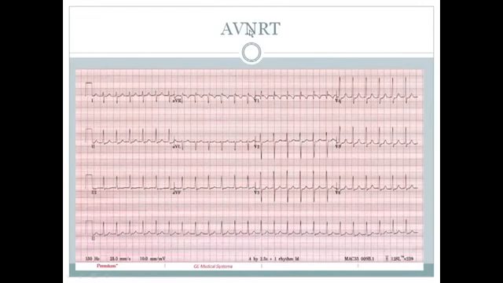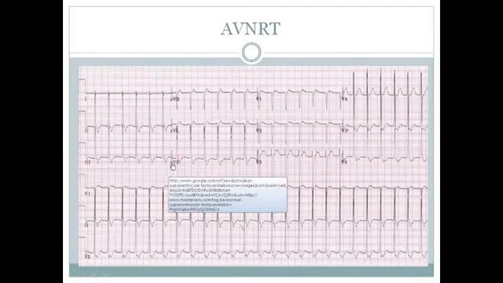AV nodal re-entry tachycardia is usually a regular, narrow complex tachycardia. Sometimes it's difficult to say if it's flutter or not, if it's not classic, or the baseline is moving because the patient is moving around. This is another example of AVRT. When you have a very deep retrograde P wave, is it flutter, is it not flutter? I don't know.